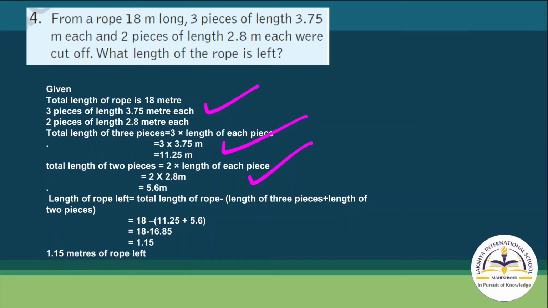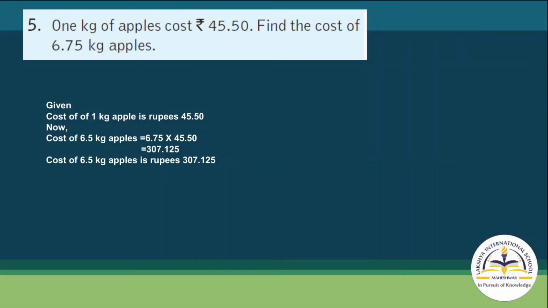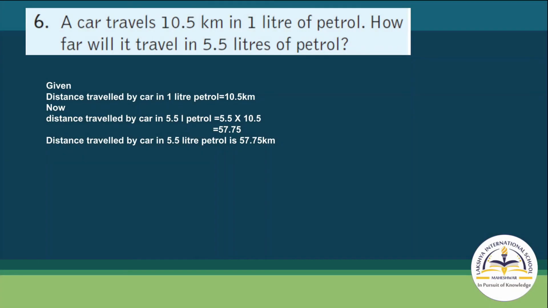Which value? 2.8, so we will get our 5.6. We have to multiply. Okay, first we will multiply 3 into 3.75 and 2 into 2.8. Now from 18 we have to subtract both of them. Okay, so when you subtract both of them, you will get your answer, that is 11.15. Now you have to solve question number 5, 6.